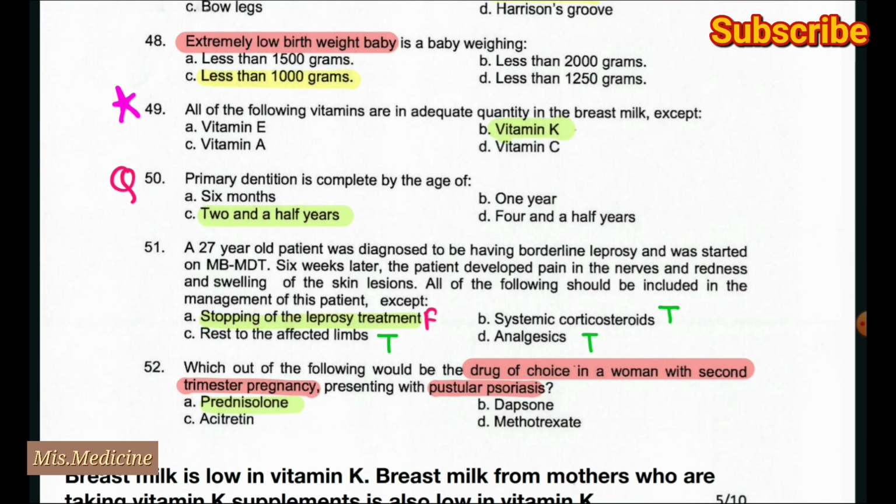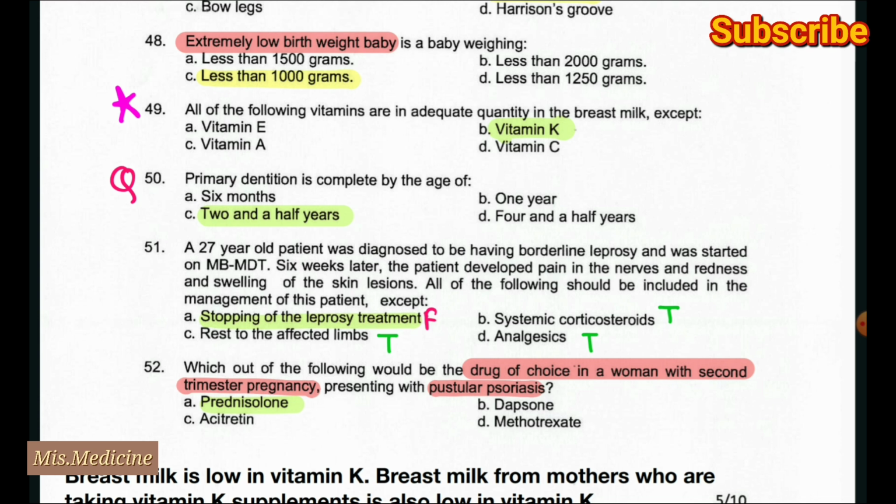Extremely low birth weight baby is a baby weighing less than 1000 grams. All of the following vitamins are inadequate in quantity in breast milk except vitamin K. Next question. Primary dentition is complete by the age of 2.5 years.